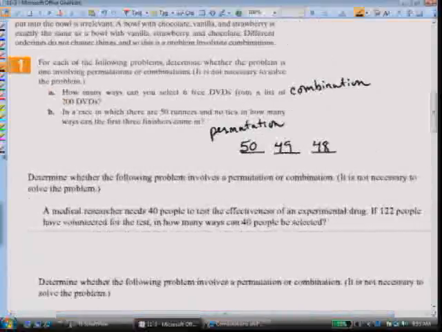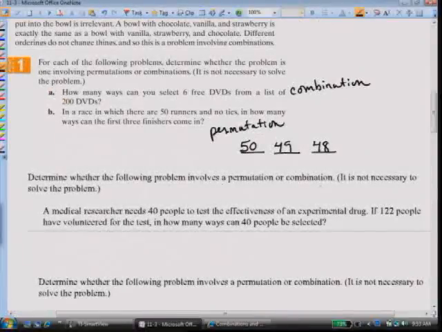It says determine whether the following problem involves a permutation or a combination. So a medical researcher needs 40 people to test the effectiveness of an experimental drug. 122 people have volunteered for the test, and how many ways can 40 people be selected? Would that be a combination or a permutation? Good, that's a combination. Because if this class had 40 students in it, and it was our selection, I could move you all around, but you'd still be the same selection, right? So that's a combination.